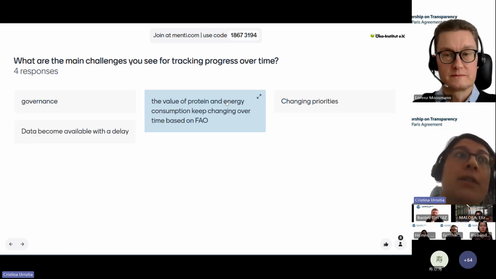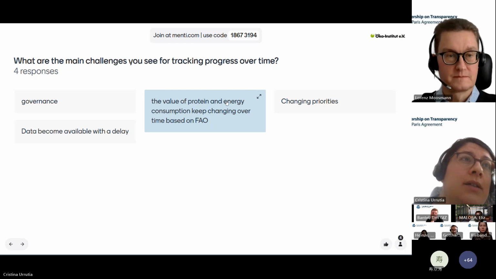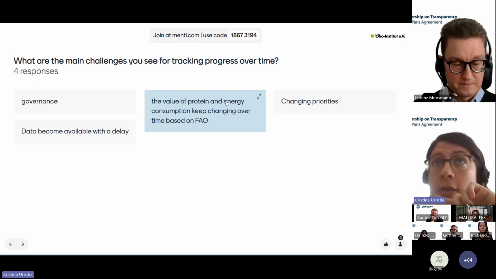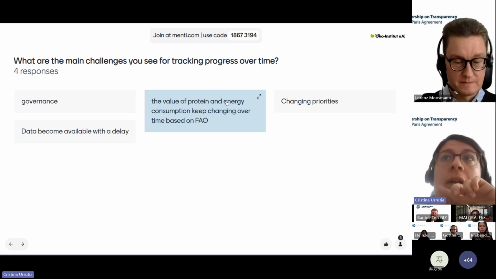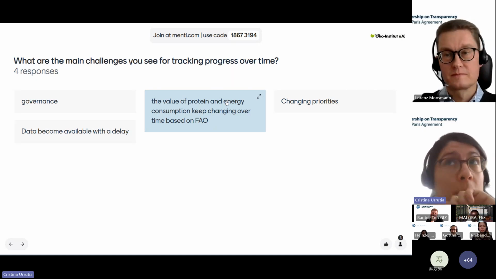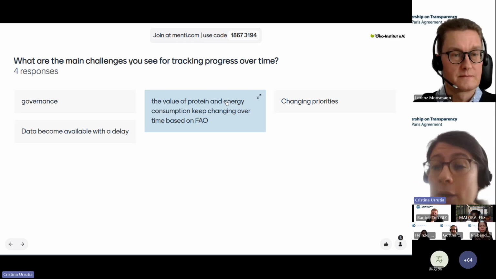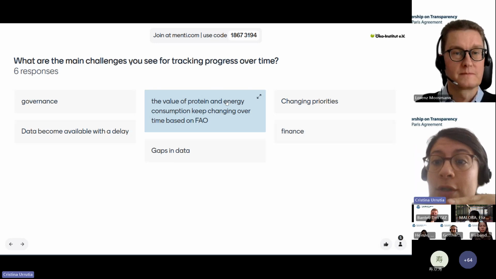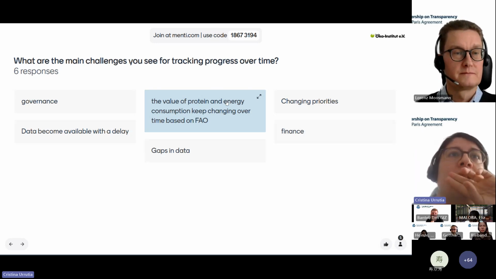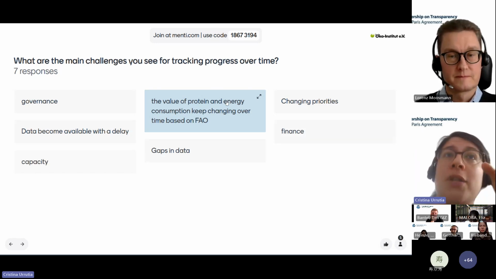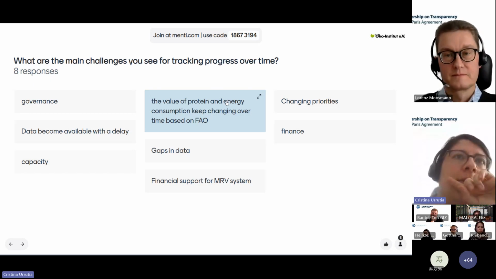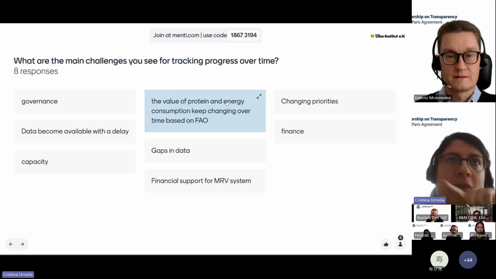The governance, data, because sometimes data is not available in time when it is needed. Changing priorities, probably this refers to political priorities, if there is a shifting focus and then maybe also resources go away. If there are data gaps, then how does one deal with it? It needs to be reported, but not all data is available. Lawrence mentioned ways of addressing data gaps.